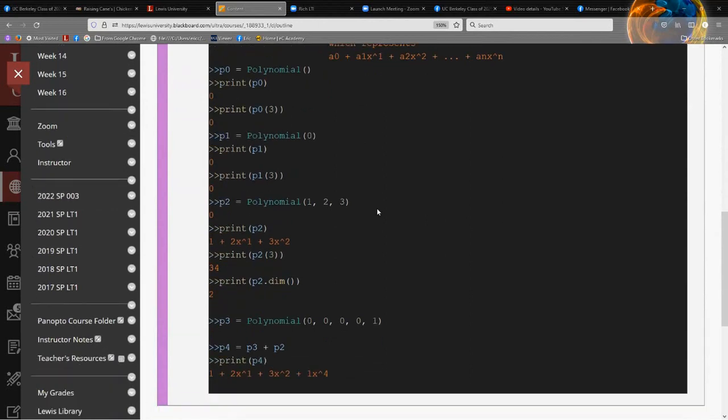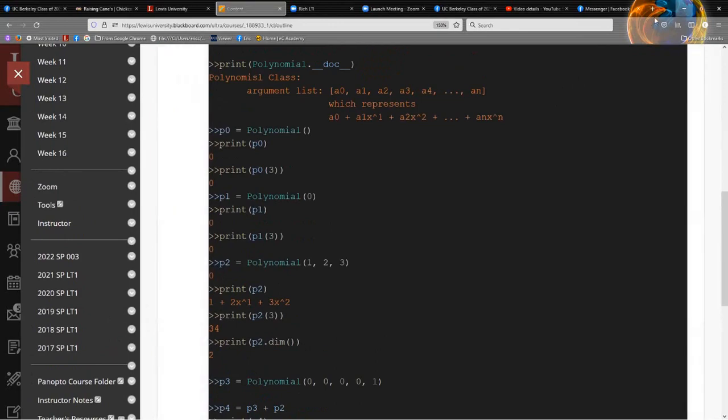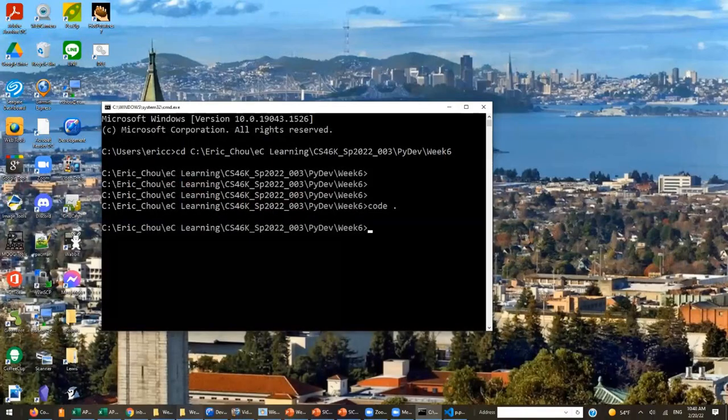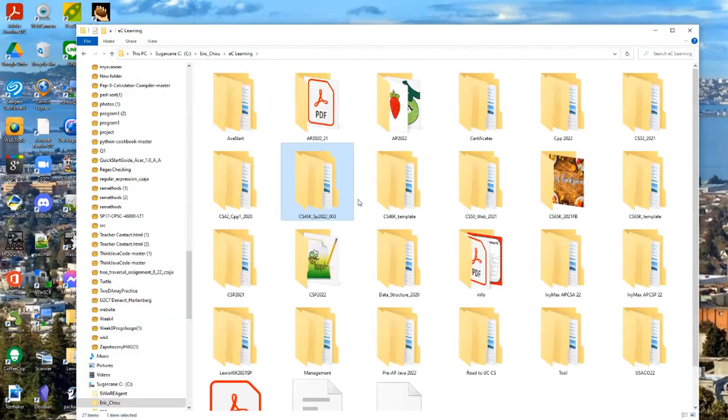Try your best. Try to understand it. We have a lot of material, because the whole semester we are trying to go over different aspects of the Python language.